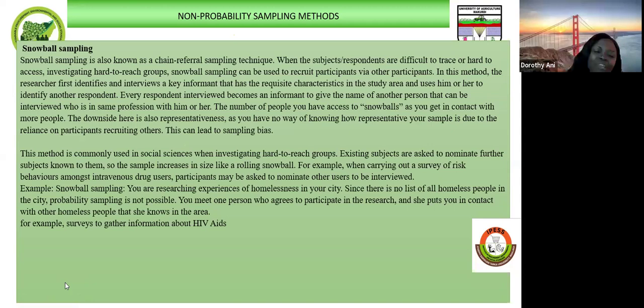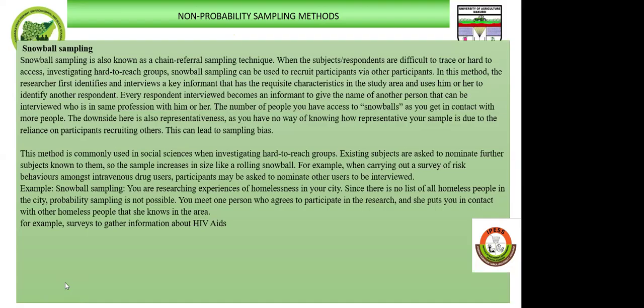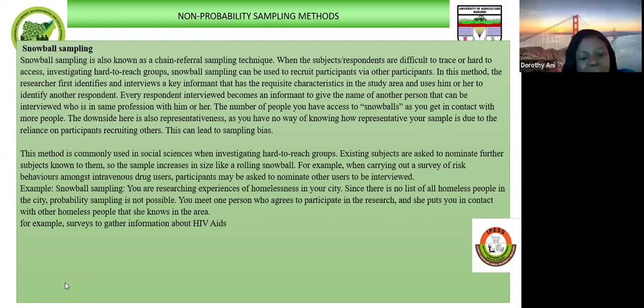You can bear with me when I say research. In research, you have to be patient, and you have to bear some things. Sometimes you have to endure some insults. They can insult you. If it is a drug addict, he can insult you, if not beat you up. So that is snowball with all these examples. You can go ahead.